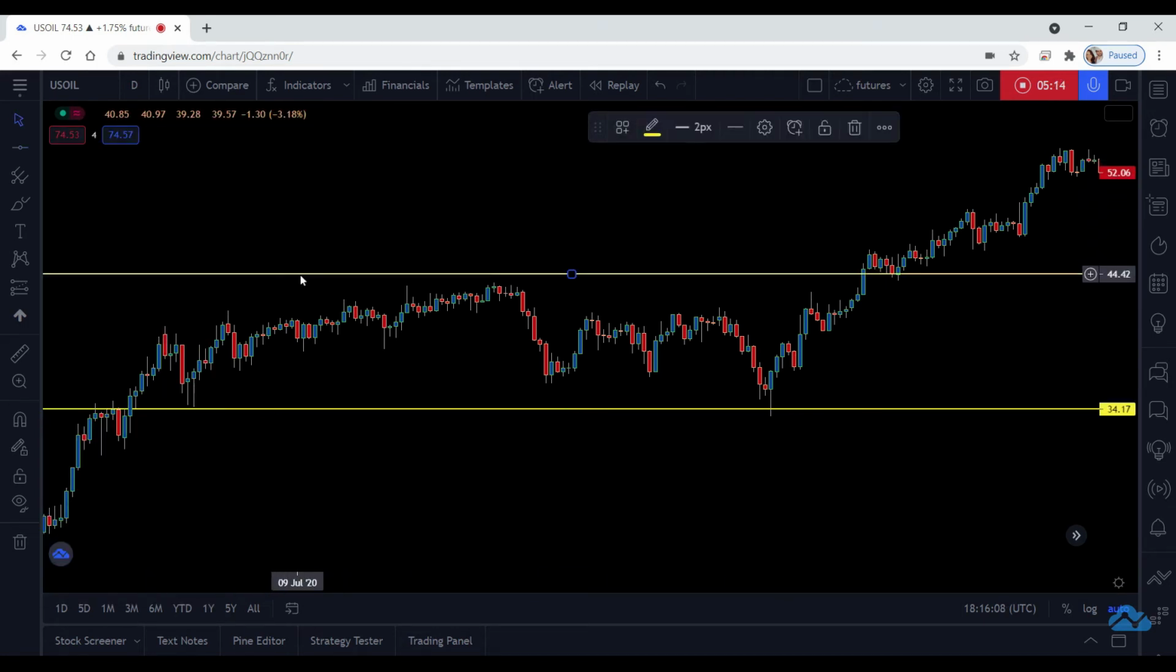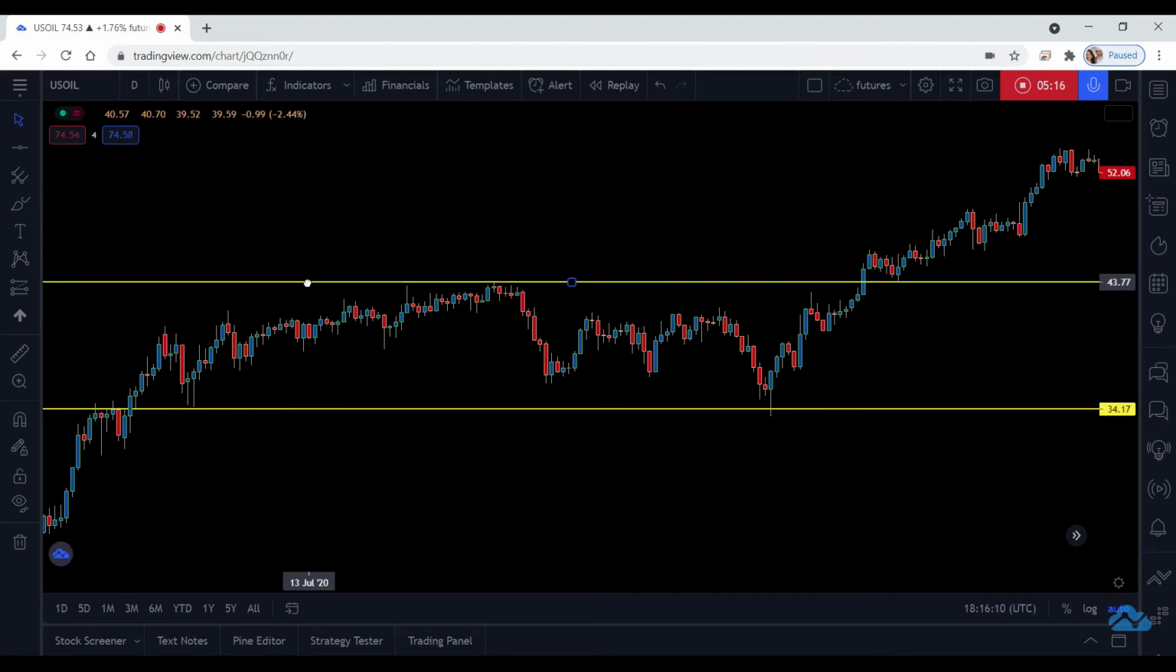Resistance is the same thing, just the opposite. With resistance, you have a ceiling. Why is this the ceiling? Because the price touched here, but then look, it pulled back, right? And then here it touched it again and pulled back again, making it a ceiling, or resistance. So again, support equals floor, resistance equals ceiling.